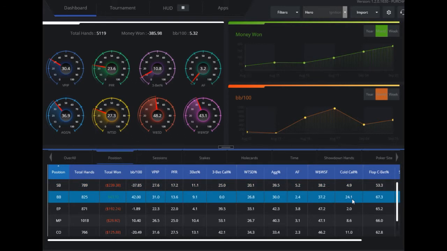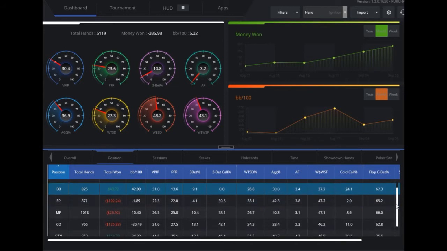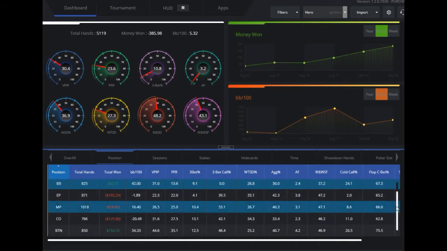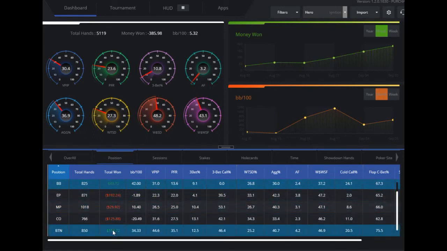Your cold call from the big blind is obviously going to be a lot higher, especially in today's games. A lot of min raises, 2.5 raises. People should be calling with a much wider range. But anyways, you want most of your money to be coming from in position as well. And like I said, 3-bets, so this is generally pretty good.